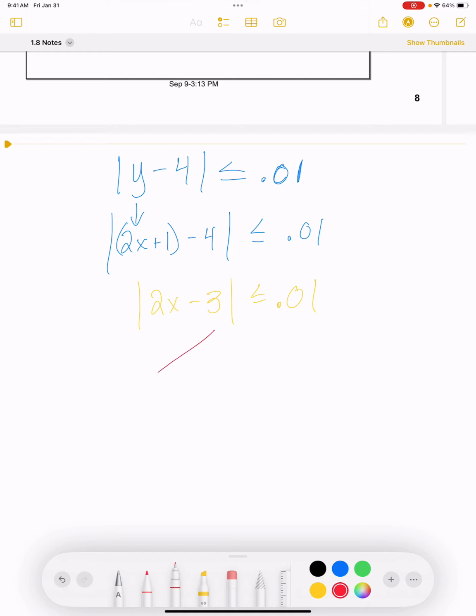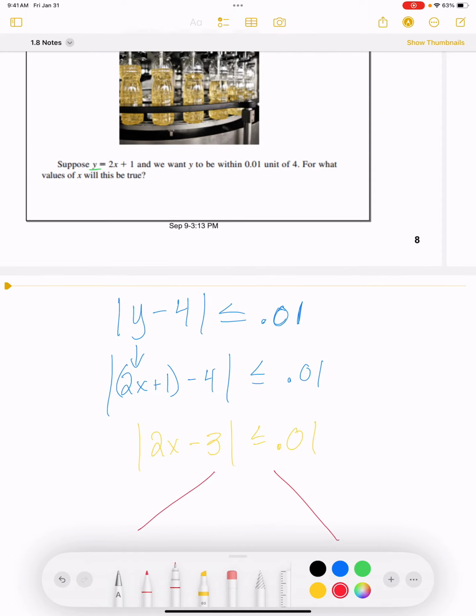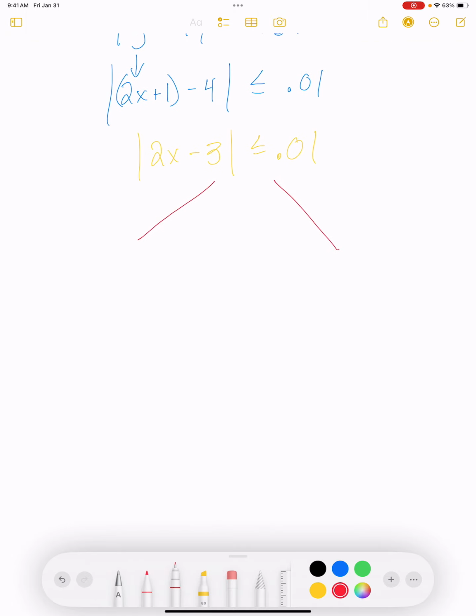Now, I want to get rid of the absolute value bars. Anytime you want to make them go away, you have to consider the positive direction or the direction moving right, and then also the direction moving left, because as we talked about earlier, you could go either way, right? So I have 2x minus 3 is less than or equal to 0.01, and I always kind of call this the positive, which is usually I'm saying the right. So moving right, that's this equation.